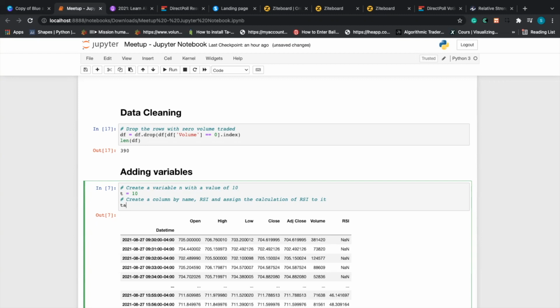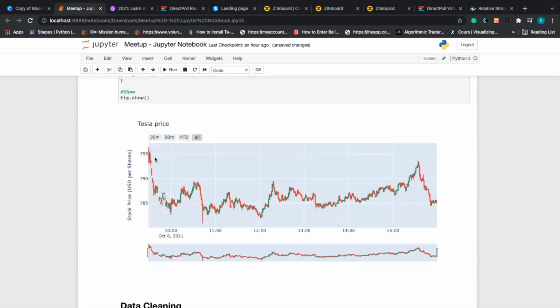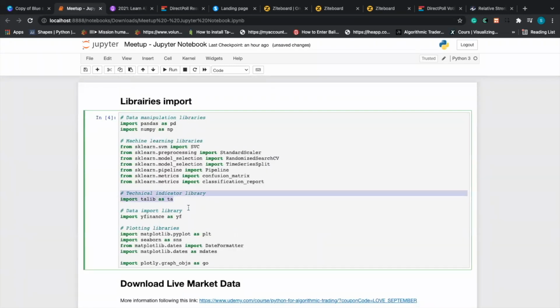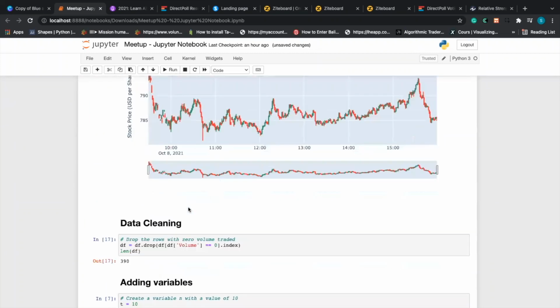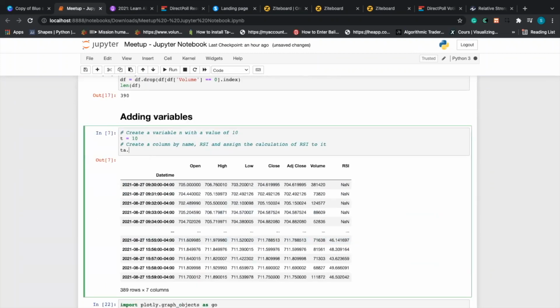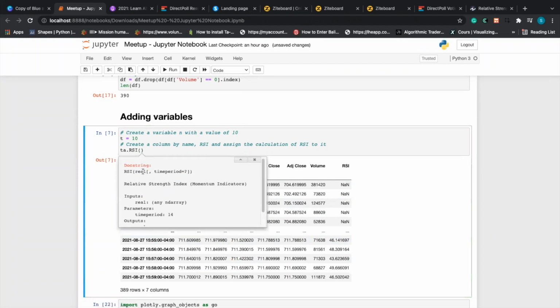And how does that work? You type TA, which corresponds to the Talib library that we downloaded right here. You type TA dot, and if you type shift, you'll have all the different indicators available. The indicator that we are going to use is the RSI, TA.RSI, and between parentheses, if you type shift, you get the information. The first argument you need is what they call the real, and the second one is the time period.